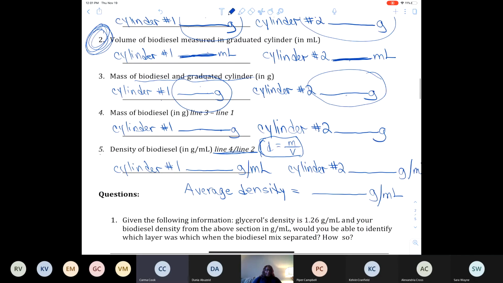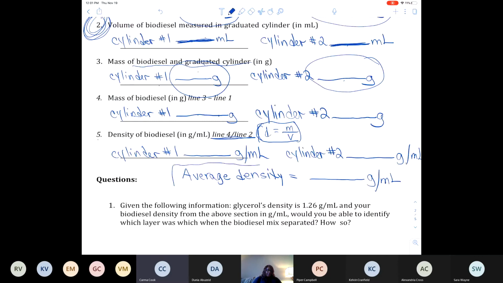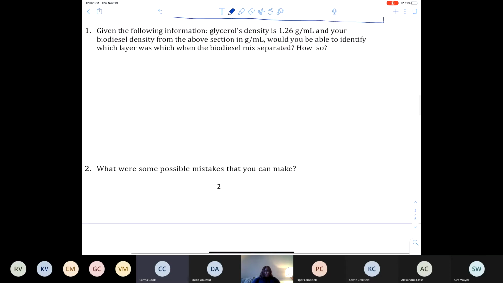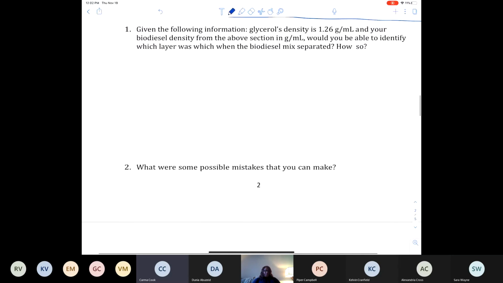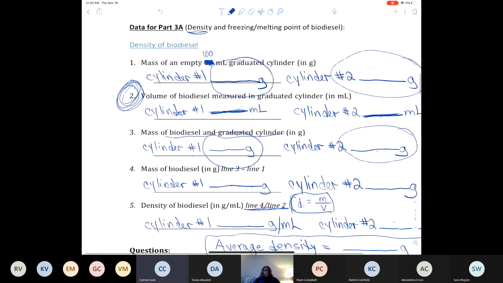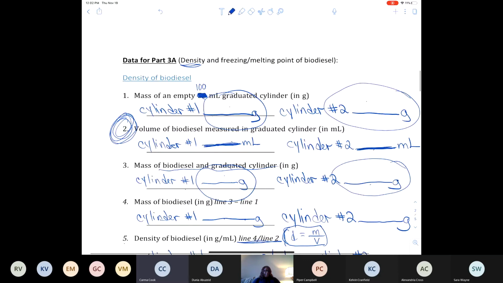And then you're going to calculate the average density. The density in cylinder 1 and cylinder 2 should be almost identical, if not identical. So just add those 2 densities together and divide by 2 to get your average density. And then there are questions 1 through 2 to answer. So that's the density determination.